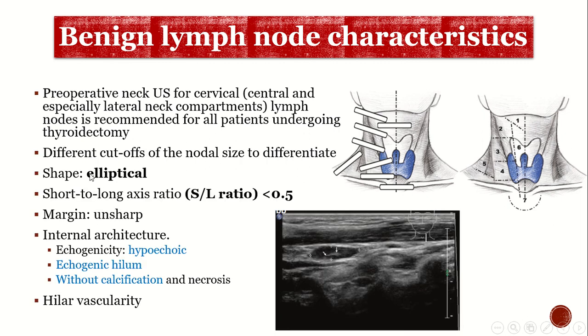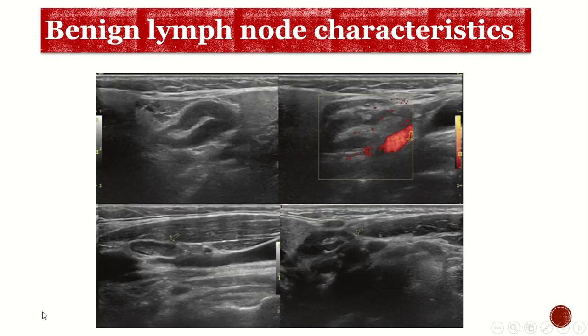The benign lymph nodes are elliptical. The short to long axis ratio is less than 0.5, and the margins are unsharp. The architecture of the lymph node is hypoechoic with an echogenic hilum, and without any calcifications. The vascularity is seen within the hilum. This is an example of benign lymph nodes.